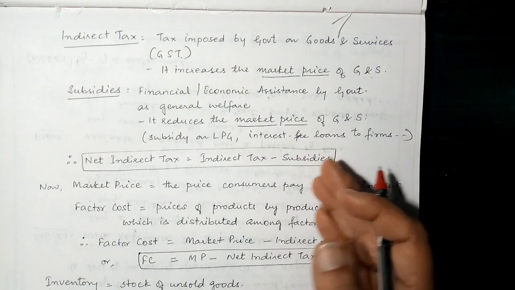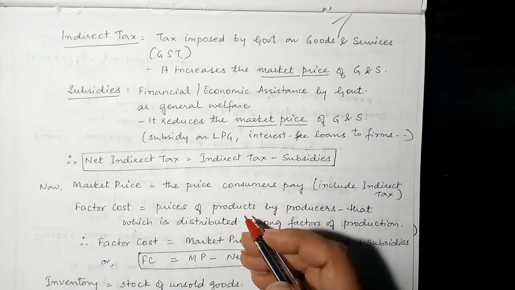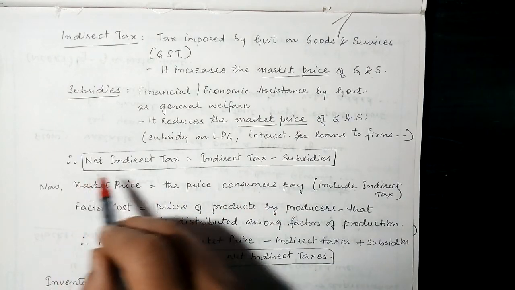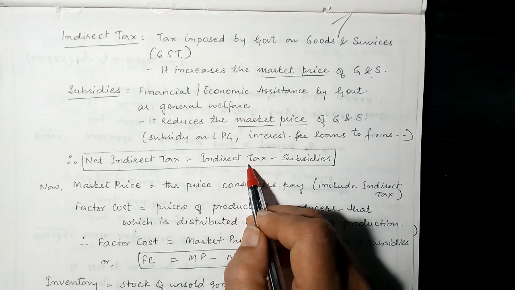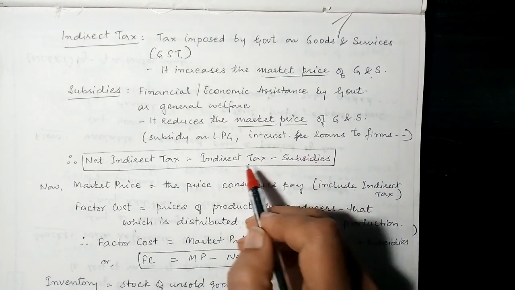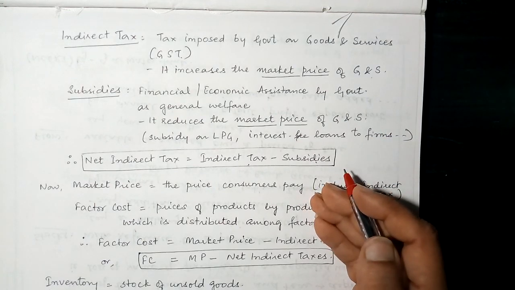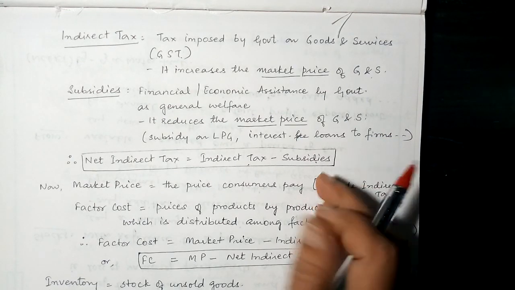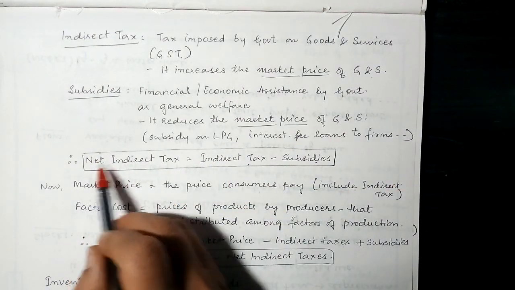So the government provides them subsidies, okay, so at a lesser rate they can establish a firm. Therefore, the net indirect tax would mean the difference between indirect tax and subsidies. Now, indirect tax is imposed by the government and subsidies are reduction in the prices of the manufacturing units or the goods that they produce. So, the difference between them would give us the net value or net indirect tax.